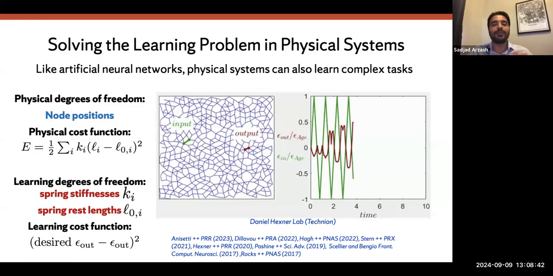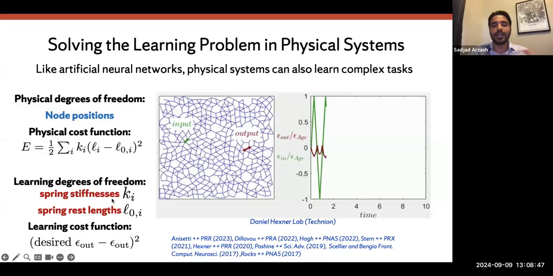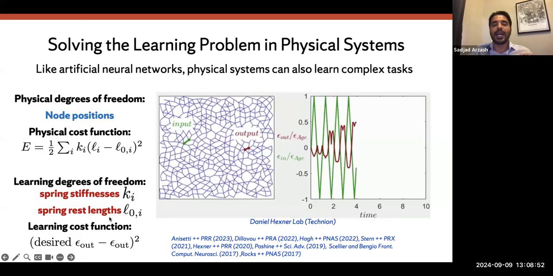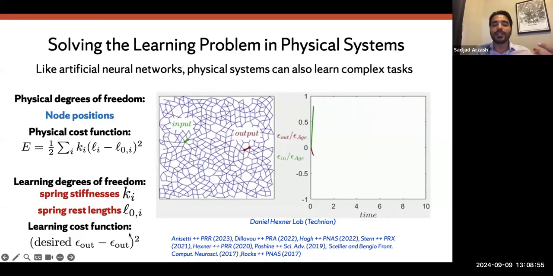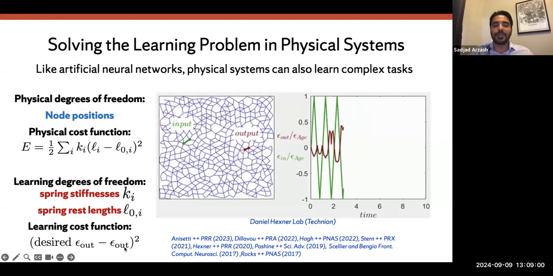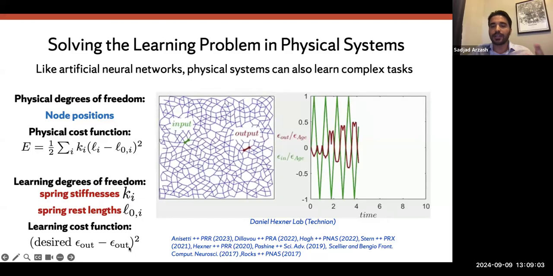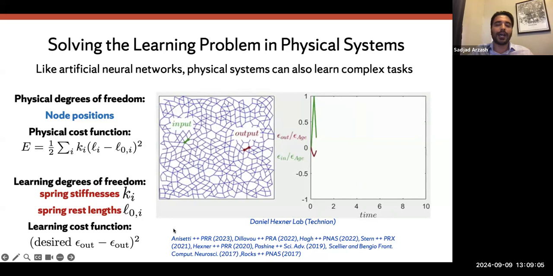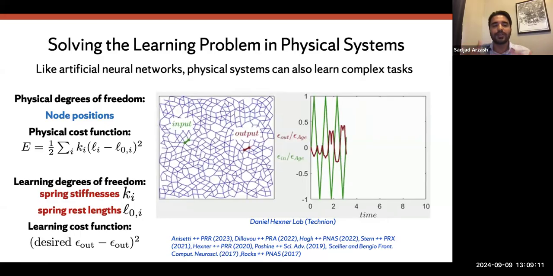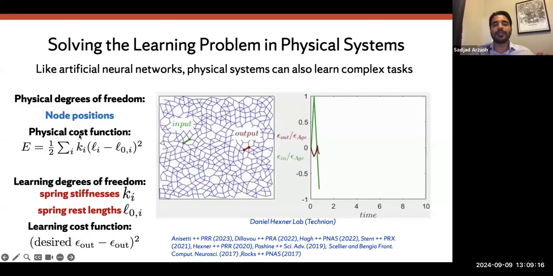So in this system, if we connect that to artificial neural networks, the learning degrees of freedom you can think of as the spring stiffnesses, tuning the stiffnesses of these springs, as well as rest lengths. The cost function would be similar to what you can write down for ANNs. That would be just the desired strain minus the current strain in the output squared. But this is a physical system. So you have physical degrees of freedom, which are the node positions, as well as a physical cost function, which would be the energy.